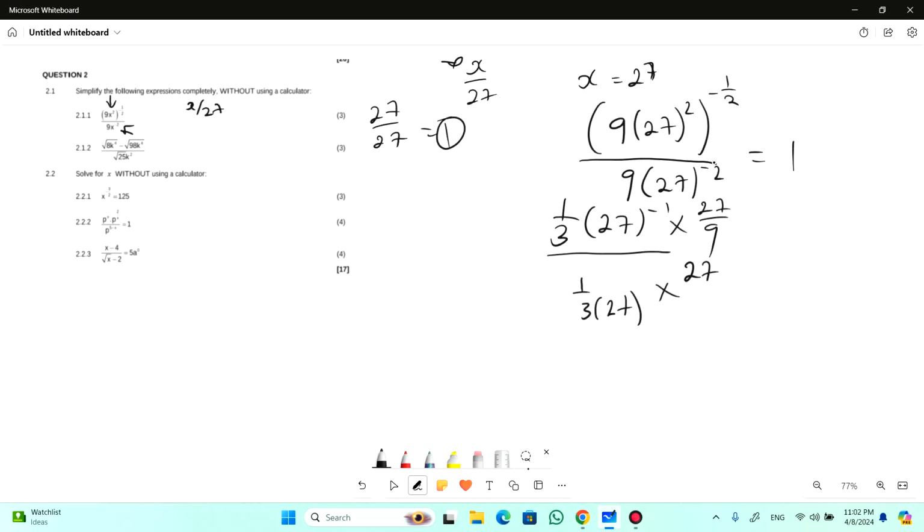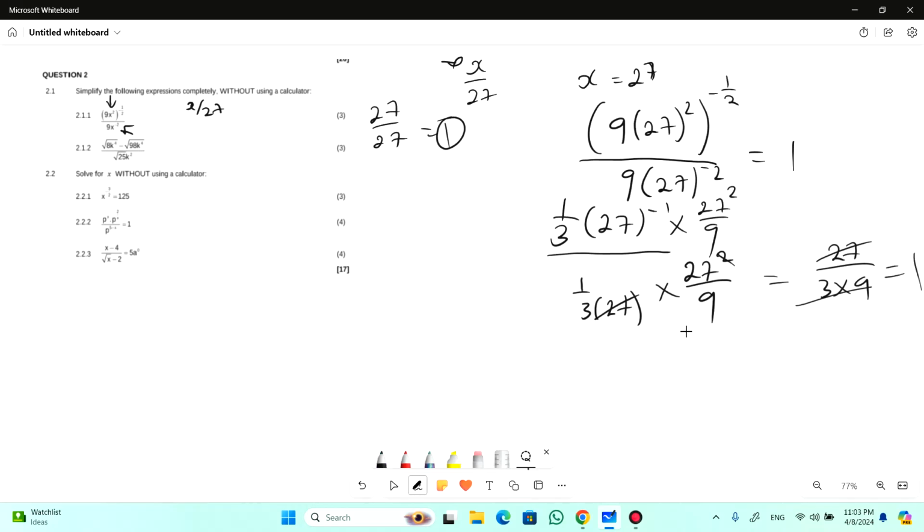Remember, there's a square there, right? So there's a square over 9, and you can notice that this will move. Therefore, we have 27 over 3 times 9. 3 times 9 is 27, so these will move. Hence, we have our answer, which is 1.